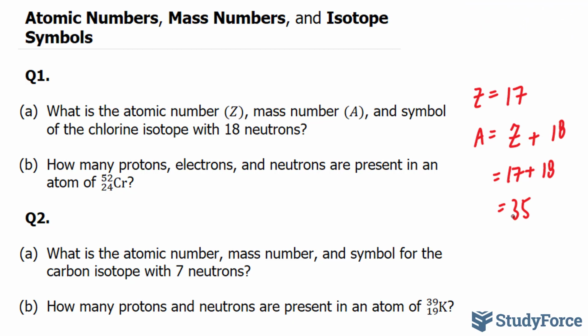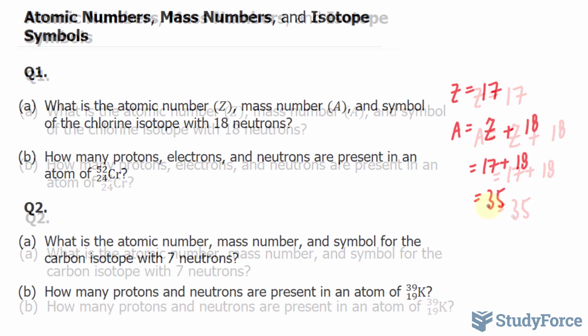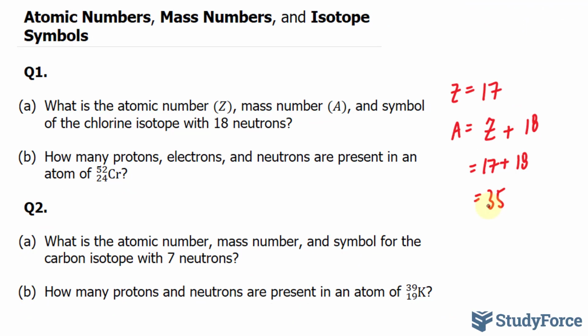Lastly, they want us to represent this chlorine isotope as a symbol. So what we will do is write down Cl for chlorine, with the atomic number Z in the lower left corner. So we'll put 17 down here, and the mass number A in the upper left corner. So we'll put 35 here.